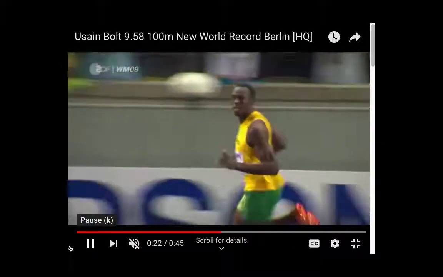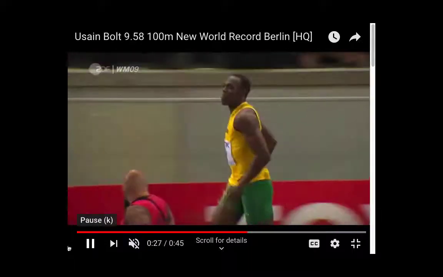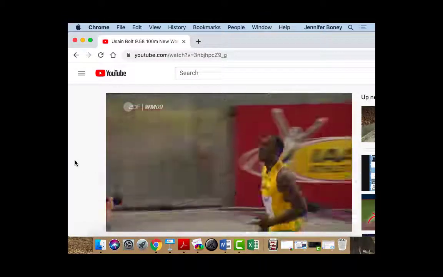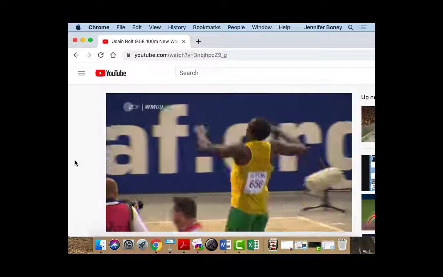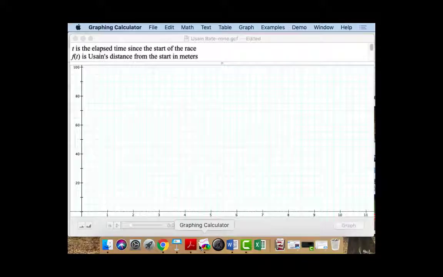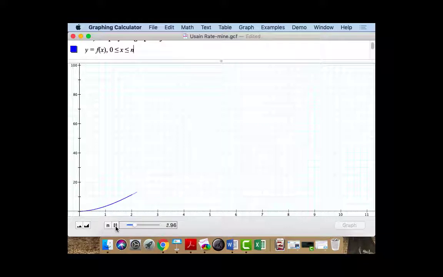At this point, he's not running as fast anymore. During the race, he's running probably as fast as he can. Now, that guy's trying to keep up with him and can hardly do it even when he's in his cool-down phase. But here is a graph. I'm going to pause it at the end here. 9.58 seconds. There we go.